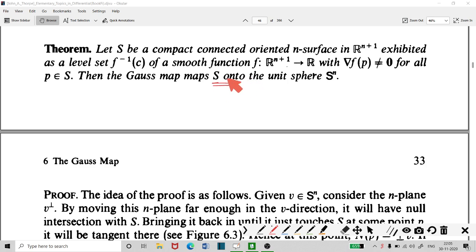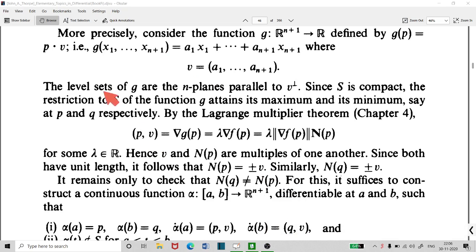So in order to get this Gauss map to be onto, you need to choose a surface which is compact, connected, and oriented. The image when you consider this surface will give the onto map. Now we can prove this theorem. We need to prove that this Gauss map, denoted by N, from S to S^n, is onto.